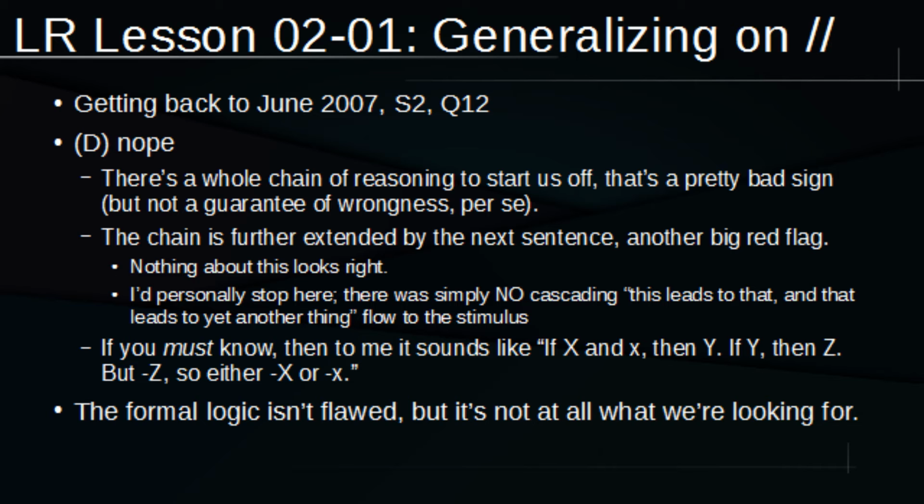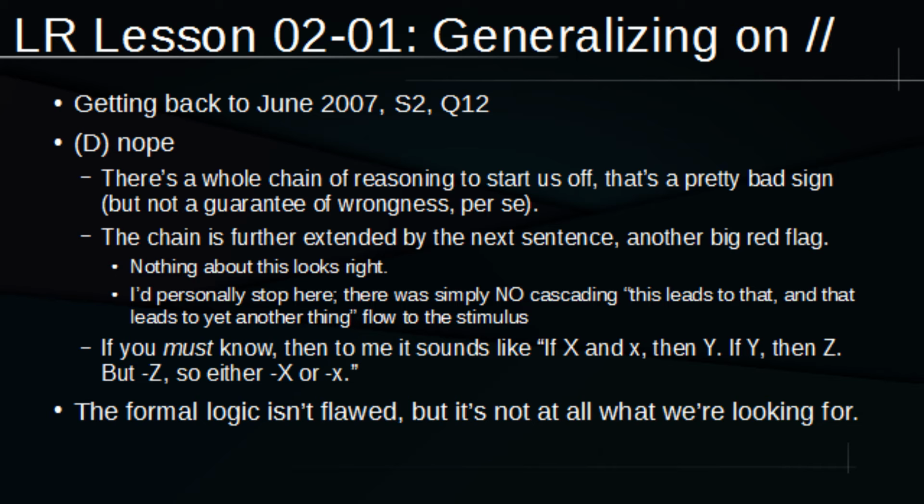Nothing about this so far looks right. Personally, at this point, I'd stop here, because again, there was simply no cascading sort of "this leads to that and that leads to yet another thing" flow to the stimulus, but that's exactly what we've gotten so far in D. But if you really must know, it sounds like if big X and little x, then you get Y.